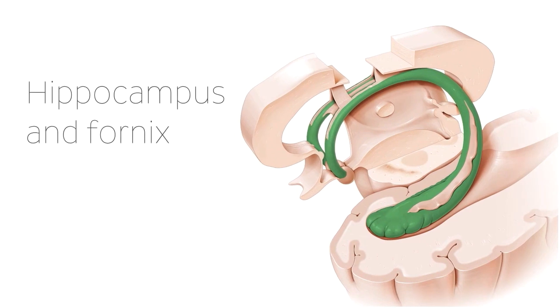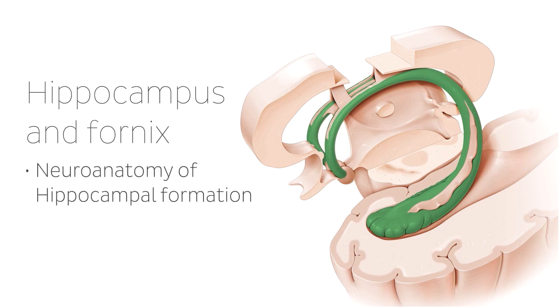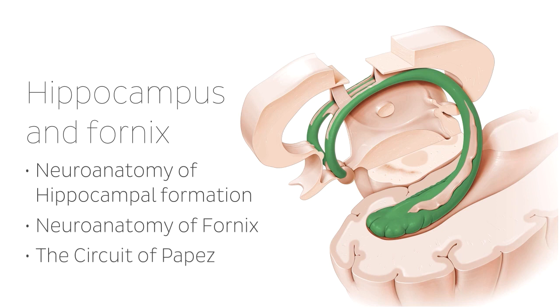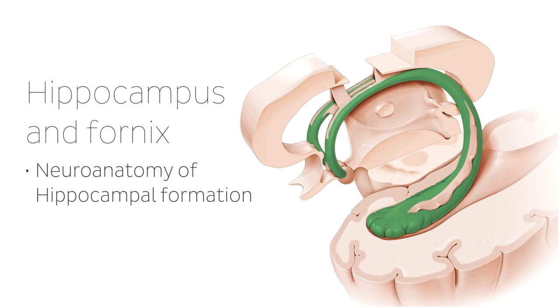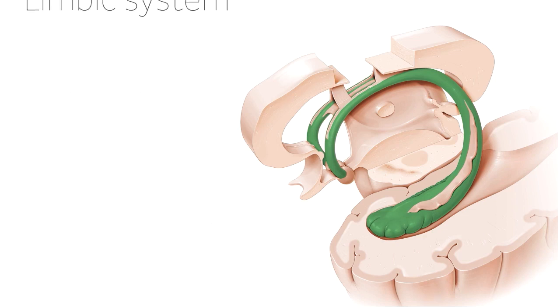During the course of this video, we'll discuss some of the structures that make up and are associated with the limbic lobe, starting with the neuroanatomy of the hippocampal formation and its parts, the neuroanatomy of the fornix, and finally we'll move on to talk about the circuit of Papez and its role in memory and what happens when it is disrupted. But before we go on to talk about the neuroanatomy, let's have a brief chat about the limbic system.